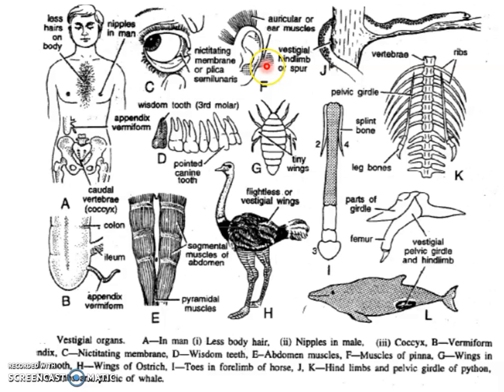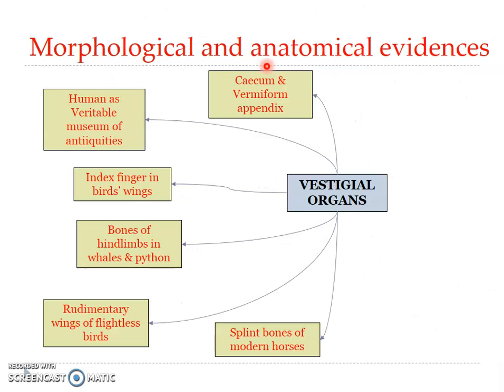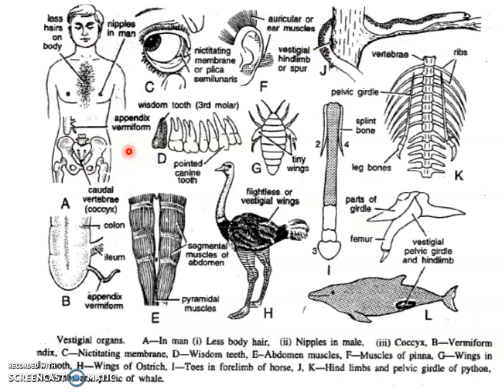The muscles are retained in the human body. There are plenty of such examples, and according to Wiedersheim, the human body alone possesses as many as 180 vestigial organs, which make a human a veritable museum of antiquities. So it is because there are almost 180 vestigial organs. There are 180 organs which are rudimentary and non-functional, still retained in the human body.